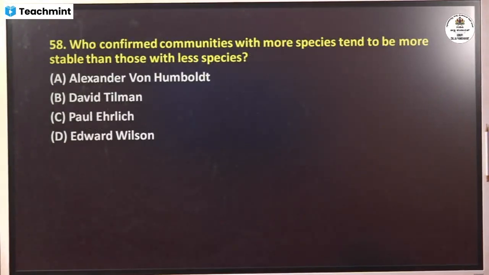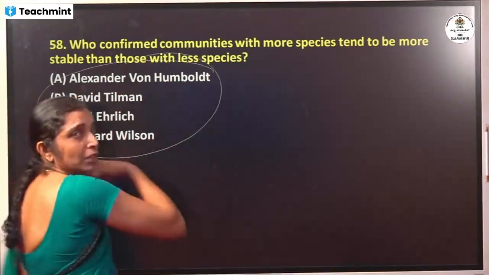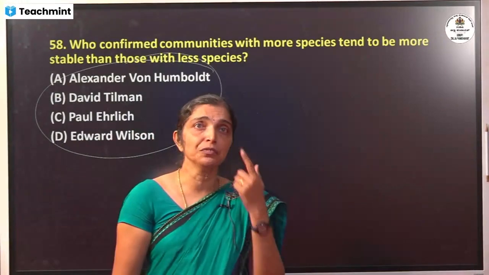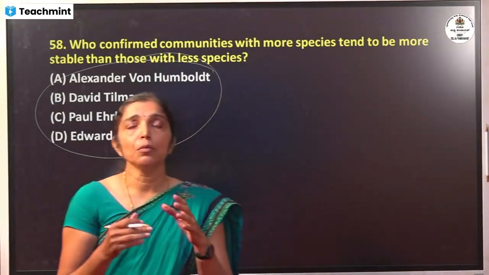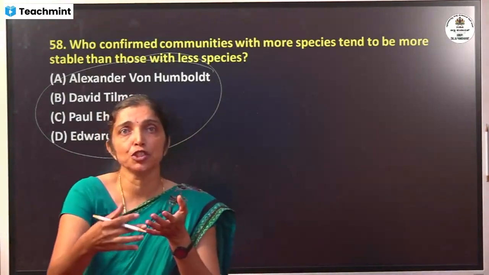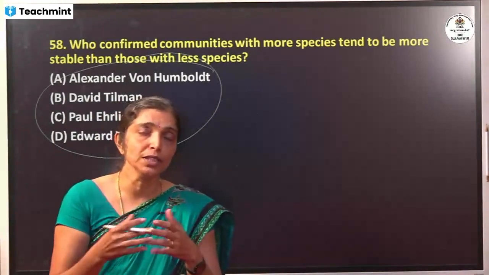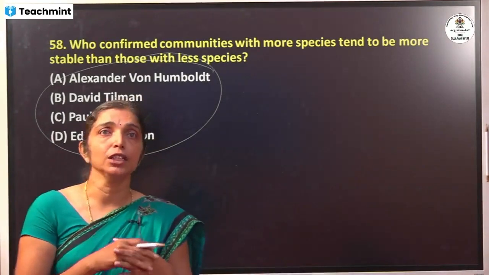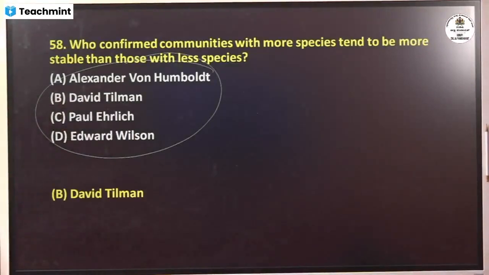Who confirmed that communities with more species tend to be more stable than those with fewer species? Alexander von Humboldt, David Tilman, Paul Ehrlich, or Edward Wilson? All of them have contributed towards biodiversity. Among these, it was David Tilman, option B, who proposed that communities with more species tend to be more stable than those with fewer species.